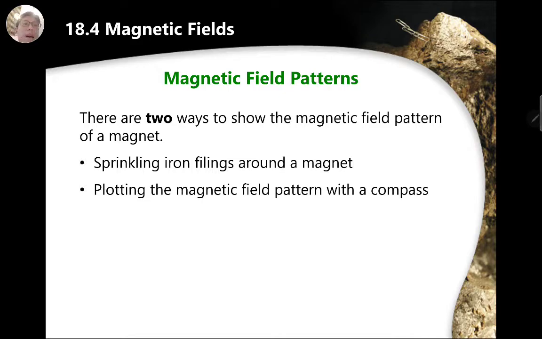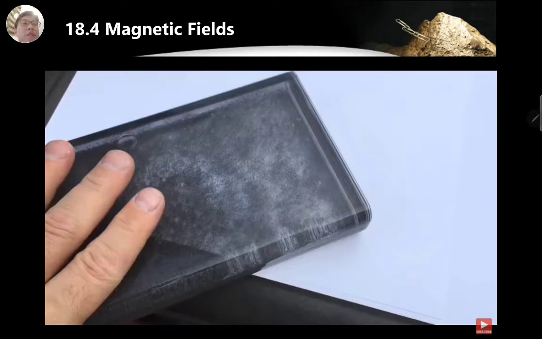So, sprinkling iron filings around a magnet. What are iron filings? Basically, you take iron and file it into little filings. It's like iron powder, and you sprinkle it around the magnet, and the iron powder is going to fall naturally because of the influence of the magnet. So I'm just going to let you watch a couple of videos to let you see this.